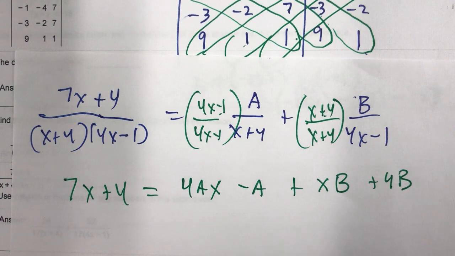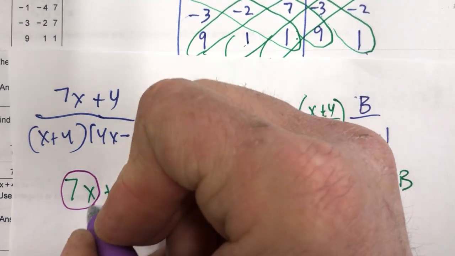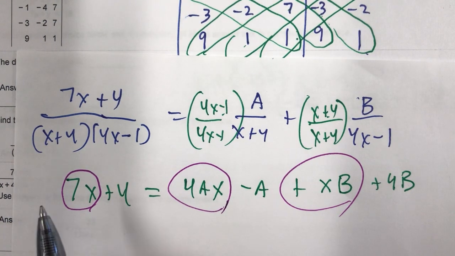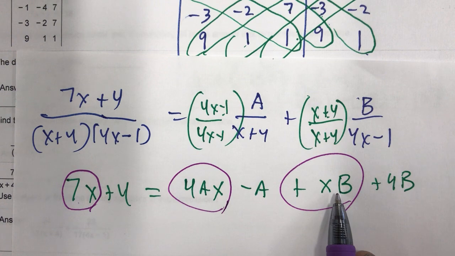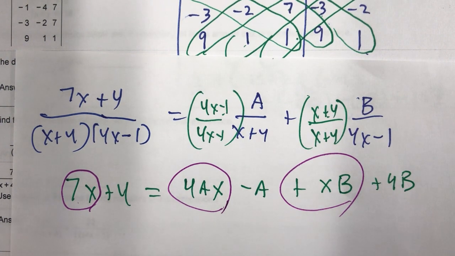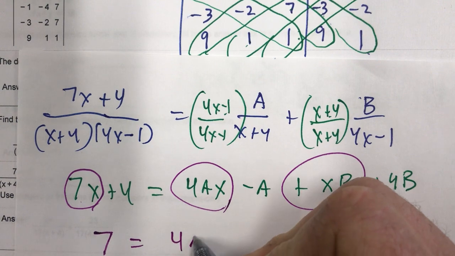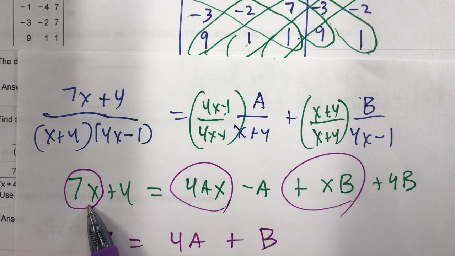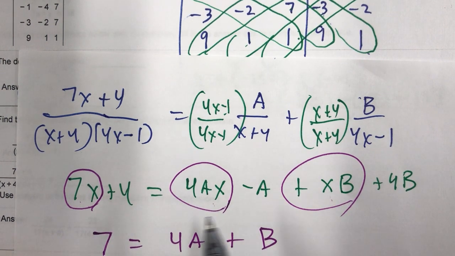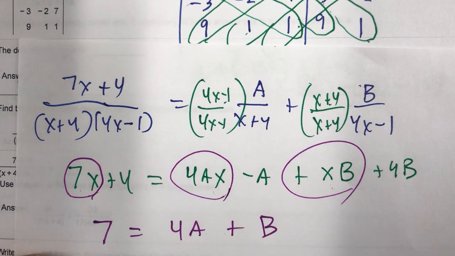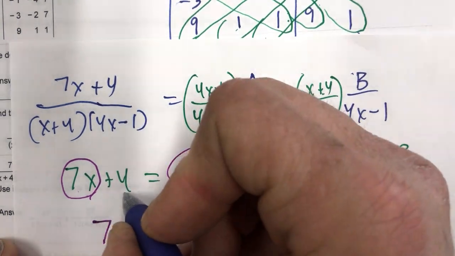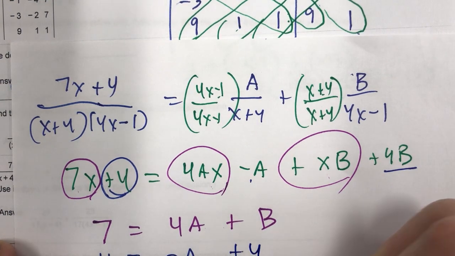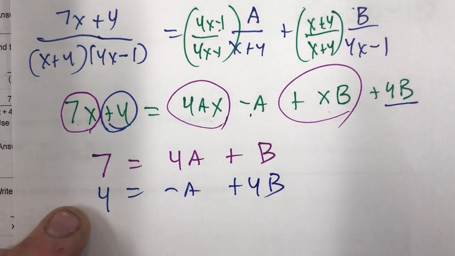Okay? And now, this x term over here has to equal the x terms over here. So that means 7x equals 4ax plus bx, and I can just leave the x's out and divide them all out. So this means 7 equals 4a plus b. And then this 4 right here has to equal negative a plus 4b. And there you go. There's my system.